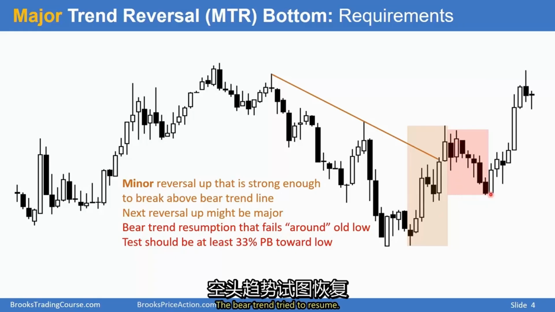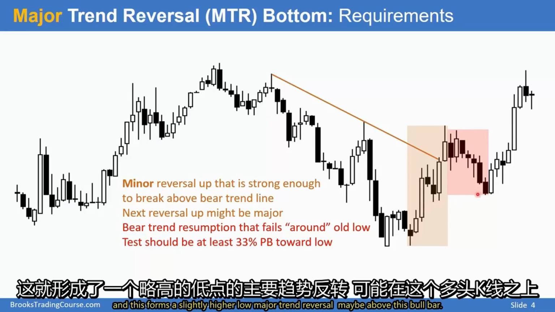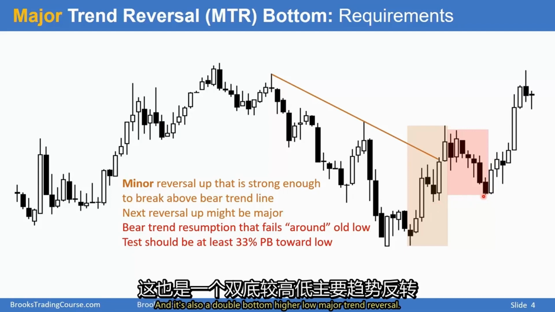The bear trend tried to resume. The bears have 6 bear bars, but a higher low, and this forms a slightly higher low major trend reversal, maybe above this bull bar, and it's also a double bottom higher low major trend reversal.